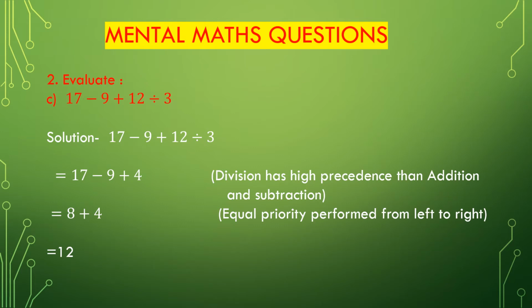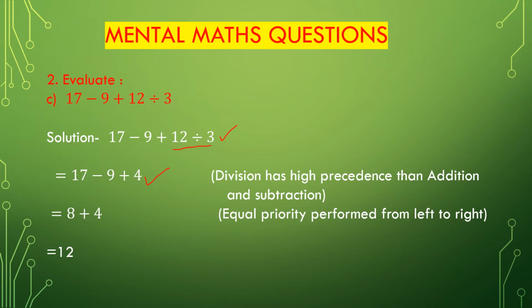Now we will solve question number third, bit C. 17 minus 9 plus 12 divided by 3. Here division operation has higher priority than addition and subtraction. First division operation will be performed. 12 divided by 3 is 4. So 17 minus 9 plus 4.